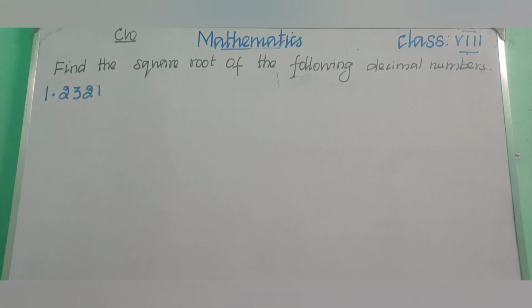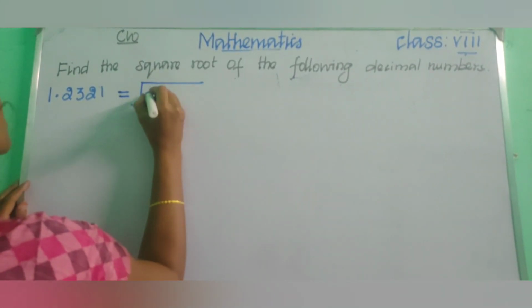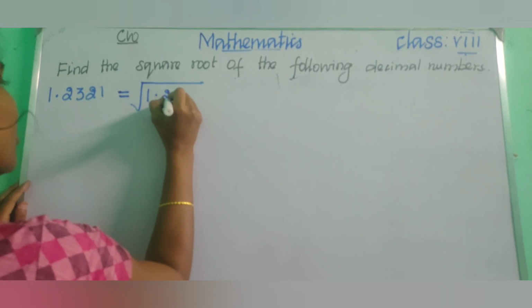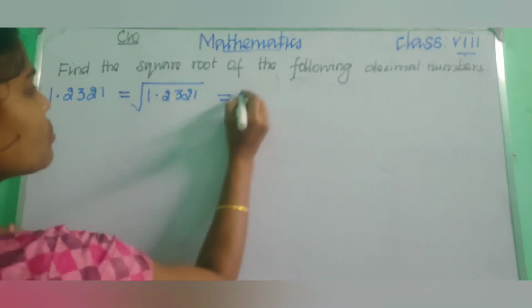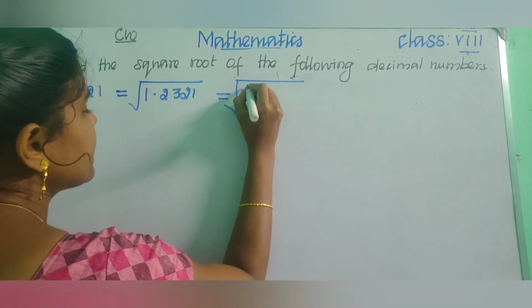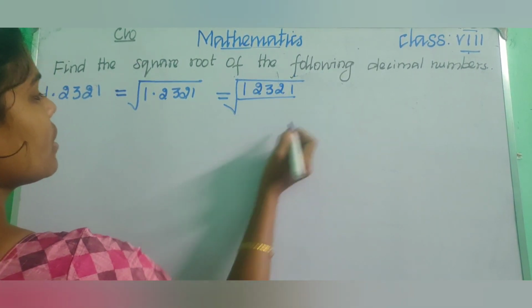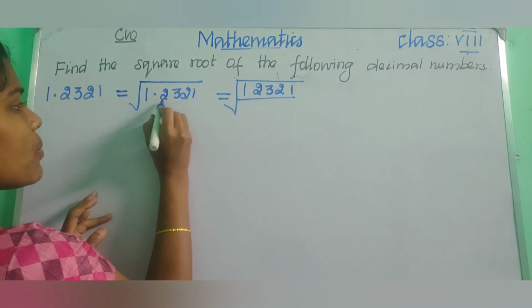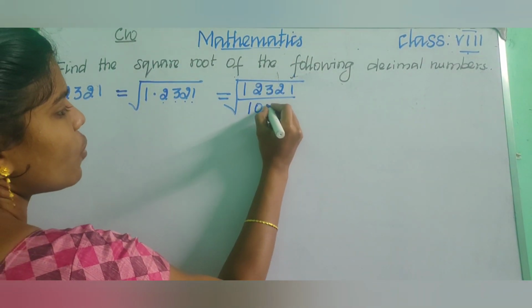First of all, what we need to do? We need to take the square root. So the square root of 1.2321. That is the first step, and then we are removing the decimal point by putting zeros. So 1, 2, 3, 2, 1. Now, how many digits are there after the decimal point? 1, 2, 3, 4. Four digits.